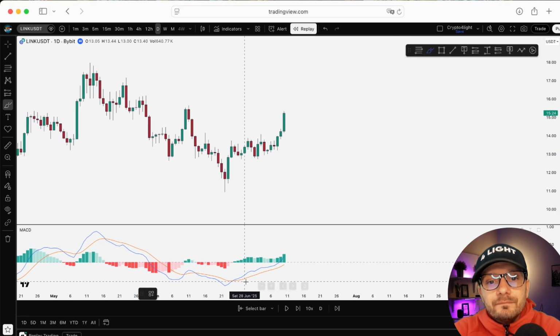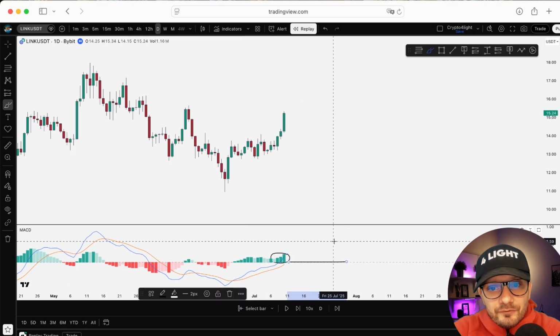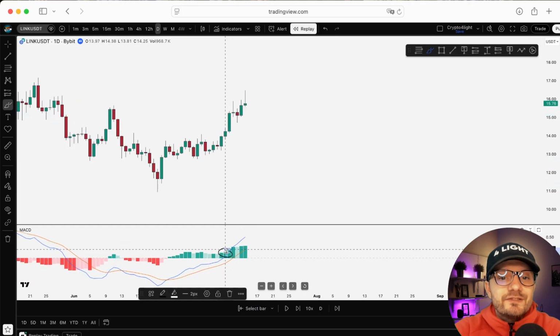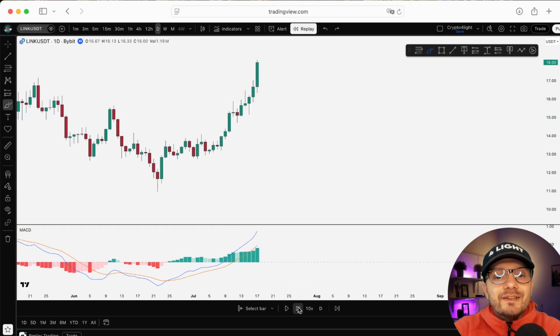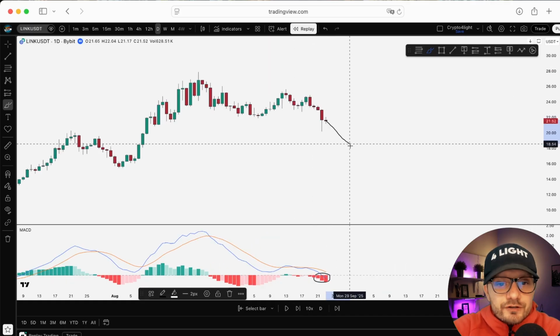So step number 1, determine the direction on the higher time frame. If on a daily time frame or H4 MACD is steadily above 0 and the MACD line is above the signal, only the long trades. Below 0, only the short trades.